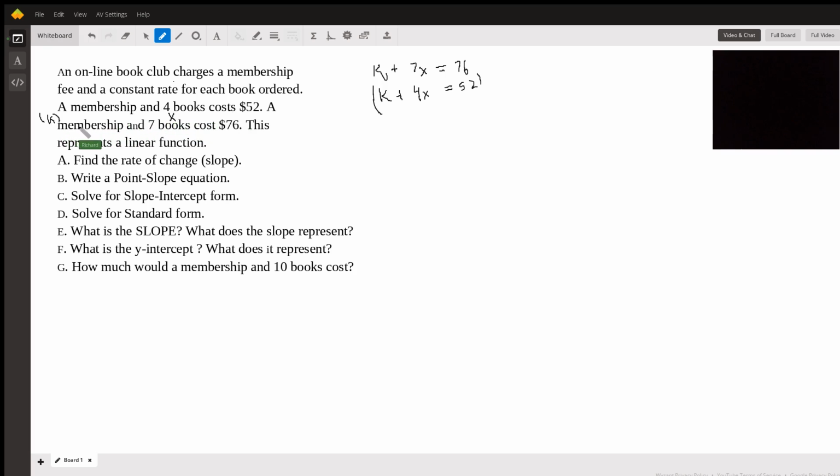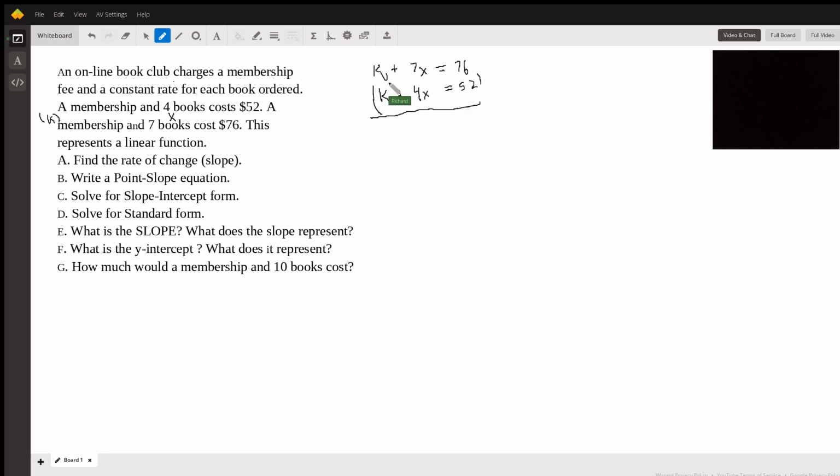I'm going to let K be the fixed membership fee in this book club, and then X will be the amount we pay per book once we decide to buy books in the club. This sentence says there's a membership fee plus the 7 books costs $76. So here's the membership fee, K, and here are the 7 books, and for that we pay $76. And then the earlier sentence says that a membership fee and 4 books cost $52.